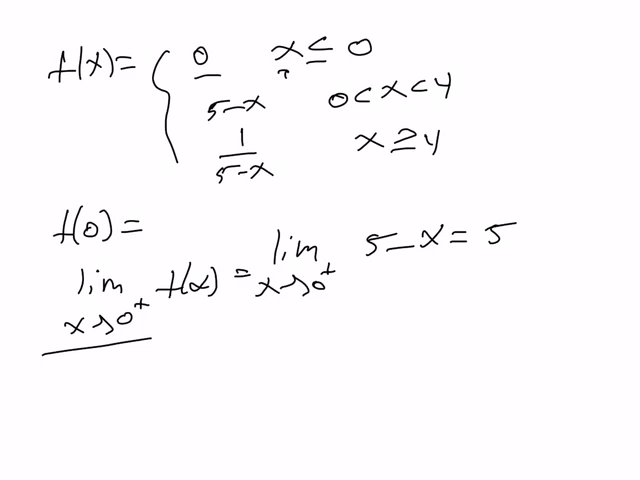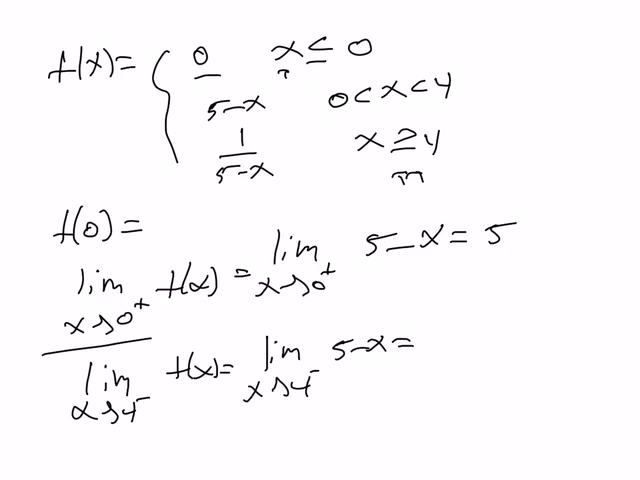Okay, so at 4, let's look, f of 4 is equal to 1 over 5 minus 4 is equal to 1, right? Because we just plug in 4. And so we need to look at the limit from the left, because the limit from the right is going to be the same thing. So the limit as x approaches 4 from the left of f of x is equal to the limit as x approaches 4 from the left of 5 minus x, plug in 4, 5 minus 4 is equal to 1. So there is no discontinuity at 4.